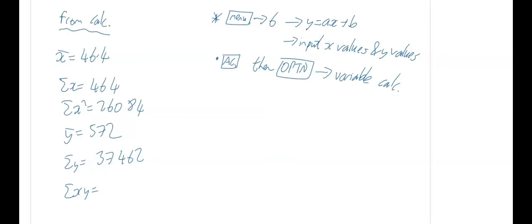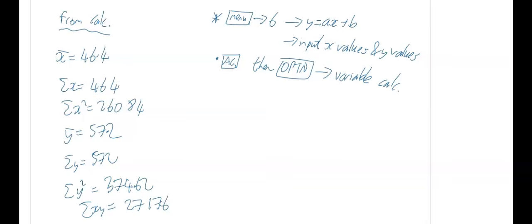I've missed one out, have I? Oh, yep, sorry, that was not right. My sigma y is equal to 572. My y bar is actually 57.2, and we need to do our sigma y squared, which is going to be 37462. The new one, which we wouldn't have seen before, is sigma xy. It's just down in that list of variable things that they're giving you. So that's going to be 27176.